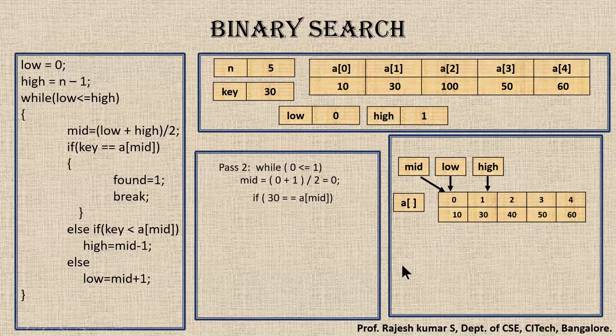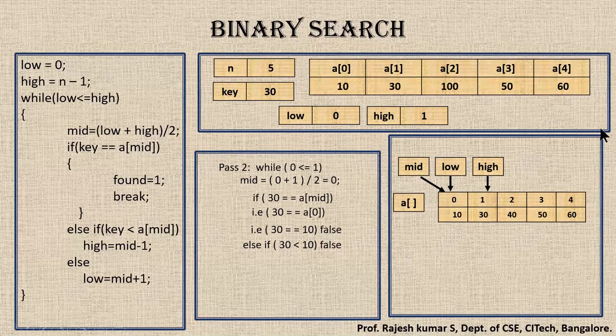30 double equals A of 0. What is A of 0? A of mid, right? The mid value is 0. So what is A of 0? A of 0 is nothing but 10. 30 double equals to 10? No, it is false. Now what will we check? Whether the key element is greater than this or lesser than this. What we are checking here is whether the key element is less than this. No, it is false.